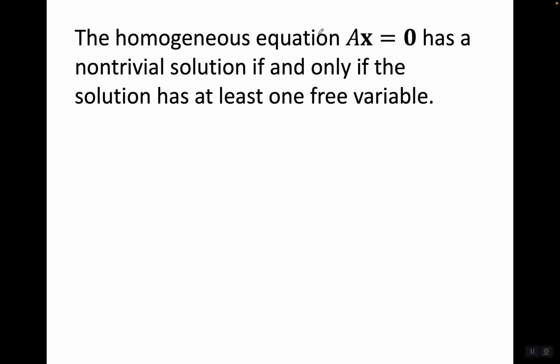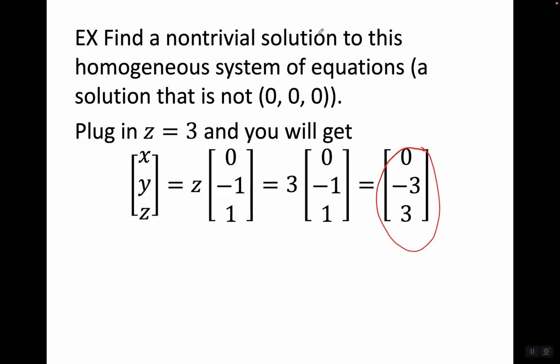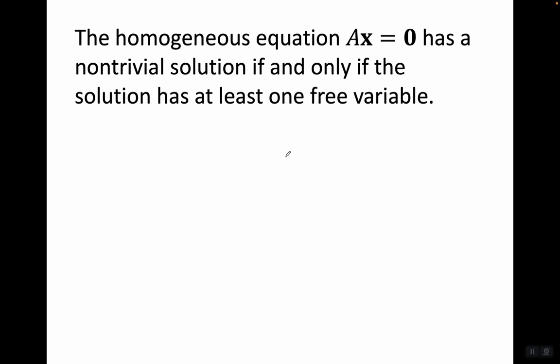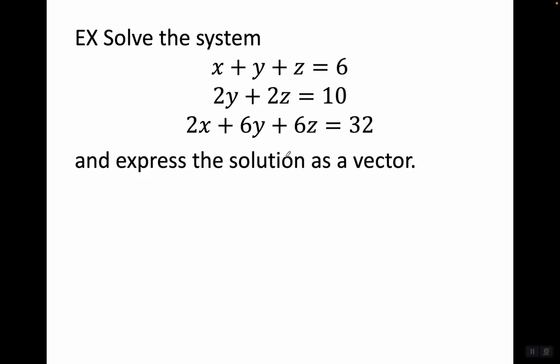The homogeneous equation Ax = 0 has a non-trivial solution if and only if the solution has at least one free variable. That's where the non-trivial solutions come from, because of course it's going to have 0, 0, 0 as the trivial solution. But if you've got a free variable like this, you can just plug in different values of z, and that will generate non-trivial solutions. So again, that homogeneous equation has a non-trivial solution if and only if the solution has at least one free variable.